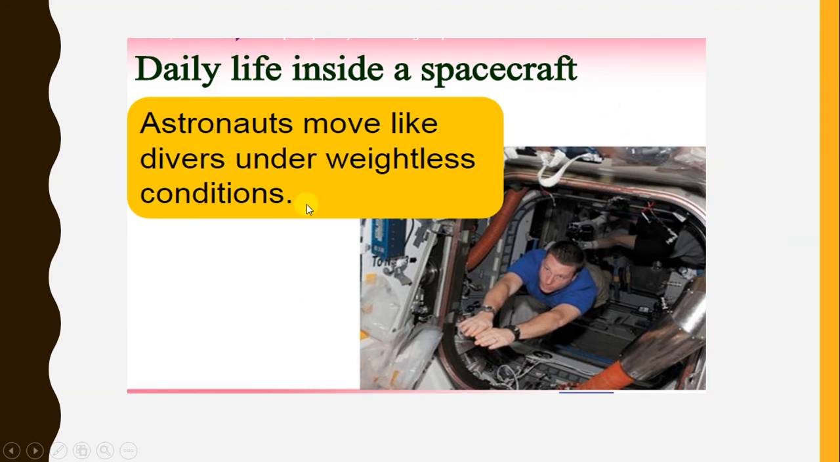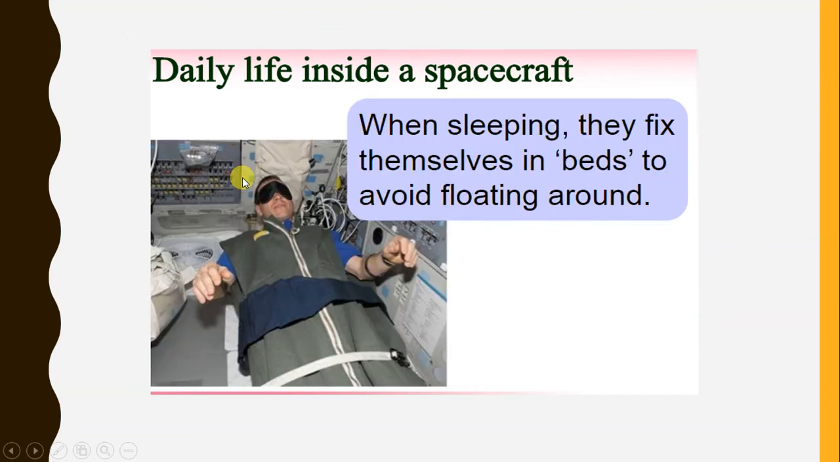Daily life, here is another one. Astronauts also move like divers under weightless conditions. And even when they sleep, they fix themselves in beds, avoiding floating around.